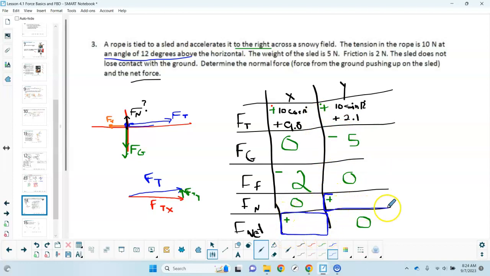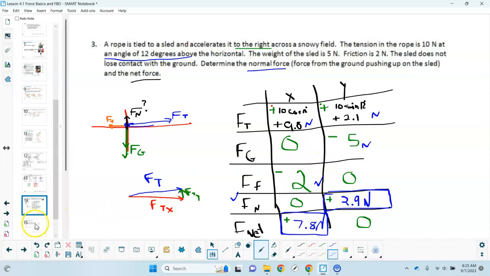So these blue boxes that I am highlighting here are the things that we are looking for. The normal force would be this box. So if I do negative 5 plus 2.1, I get 2.9. So the normal force is 2.9 newtons directed upward. So that's the answer for that one. And then for the net force, I just add this column, so it'd be 9.8 minus 2, which is going to be 7.8 newtons. All of these boxes are newtons, so even though I didn't write them in, all forces are measured in newtons. I don't think I mentioned that in the video.